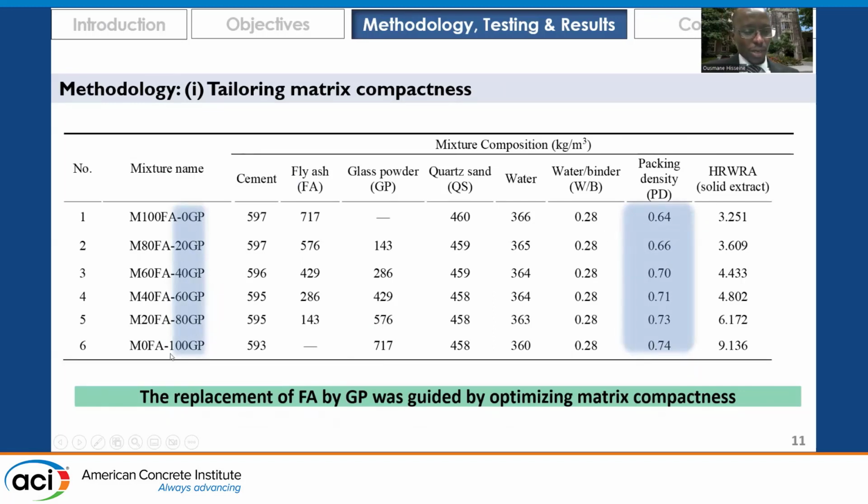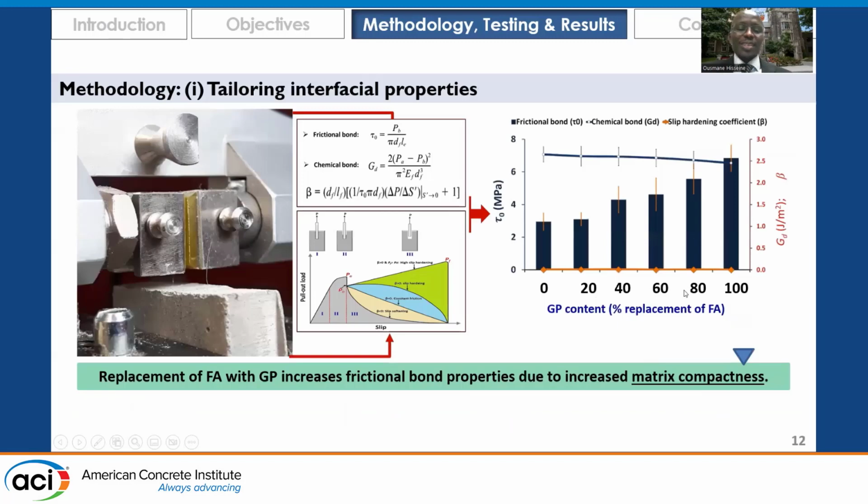So at increasing levels of ground glass replacement of fly ash, we obtained higher packing density. However, the higher packing density has been reflected by higher frictional bonds, as you can see here. The frictional bond was characterized by a single fiber pull-out test.